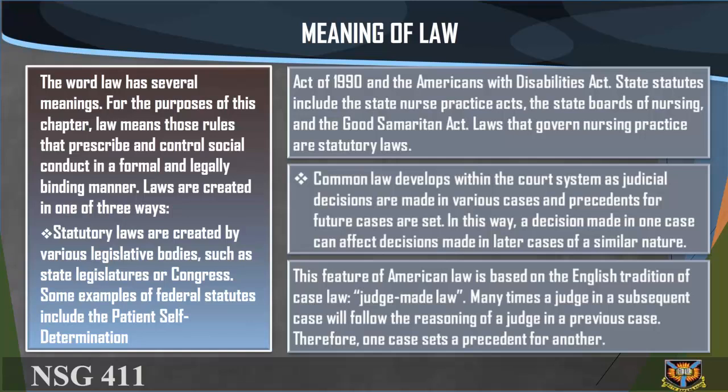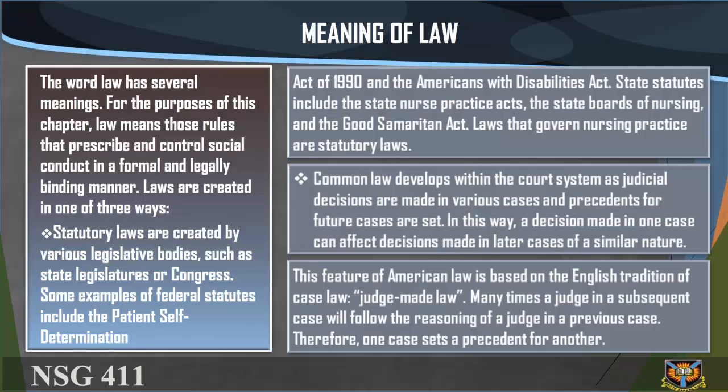Meaning of law. The word law has several meanings. For the purpose of this chapter, law means those rules that prescribe and control social conduct in a formal and legally binding manner. Laws are created in one of three ways. A. Statutory laws are created by various legislative bodies, such as state legislatures or Congress.